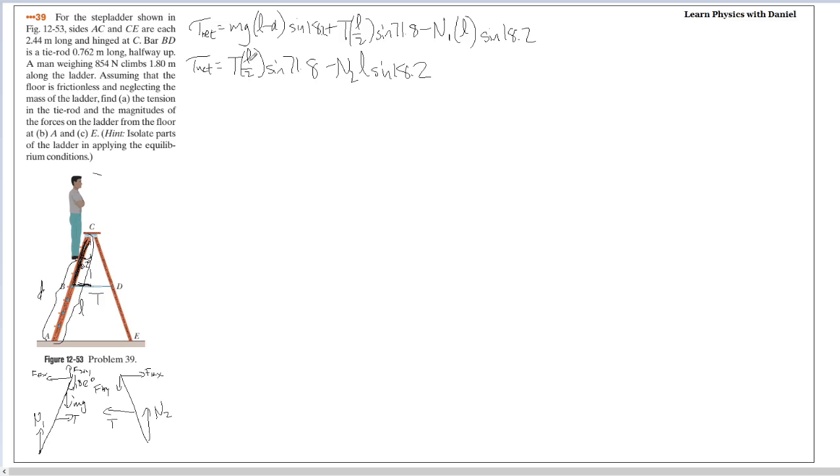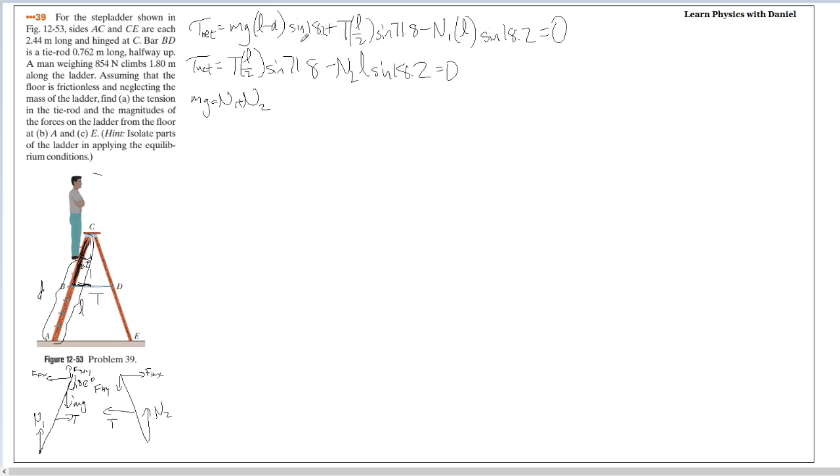But if you notice, we have three variables, T, N1, and N2, and only two equations. So to get our third equation, let's think of the ladder as a whole. So there's no net hinge force, there's no net tension force. The only net forces on this ladder as a whole will be mg and the two normal forces. So we can write that mg equals N1 plus N2. And as always with static equilibrium, the net torque equation is equal to 0. So you can see that we now have three equations for three variables.